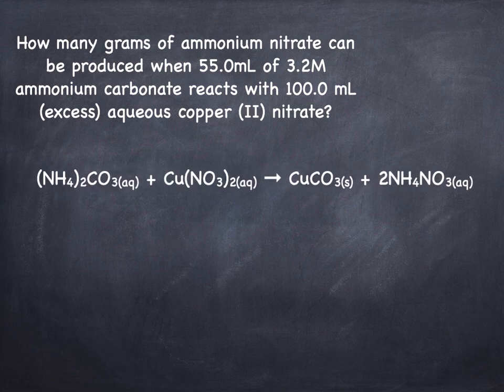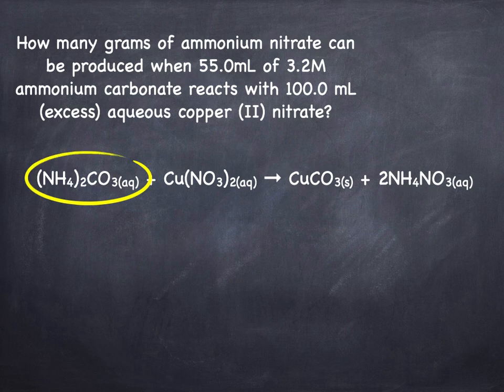And here we are with our equation. Ammonium carbonate, copper nitrate, both aqueous. Copper carbonate is your precipitate. And then you also have a solution of ammonium nitrate. And in this question, we want to know how many grams of ammonium nitrate are in that solution.